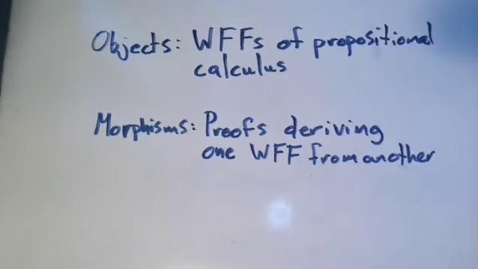The final example of a category that we will look at shows the connection from category theory to logic and proof theory. So we can actually take the objects to be well-formed formulas of the propositional calculus, and the morphisms of our category to be proofs which derive one well-formed formula from another. Clearly, proofs can be concatenated or chained in a way which is compositional and associative, and by doing a little bit of extra work, we can see that this will define a well-defined category.